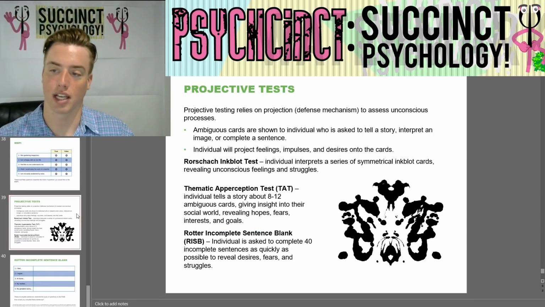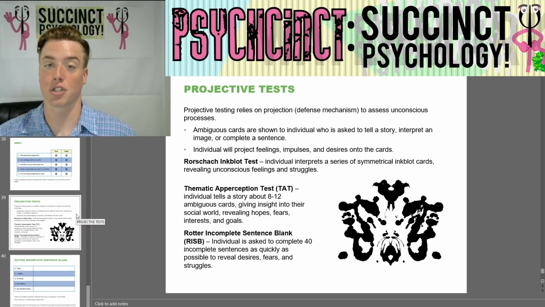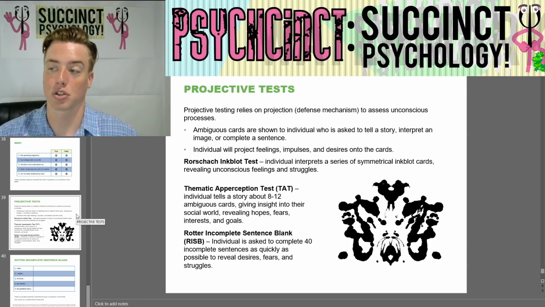Now, projective testing relies on projection, which is a defense mechanism, if you remember from earlier in this chapter, to assess unconscious processes. So ambiguous cards are shown to an individual who is asked to tell a story, interpret an image, or complete a sentence. Now, an individual will project feelings, impulses, and desires onto the cards.